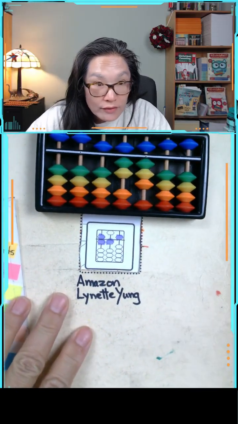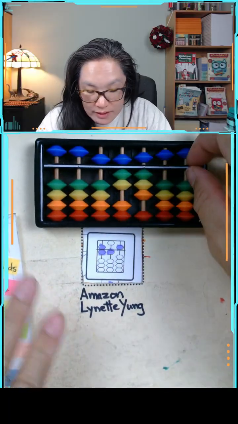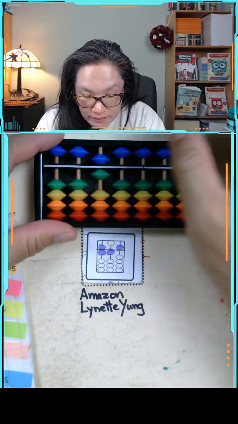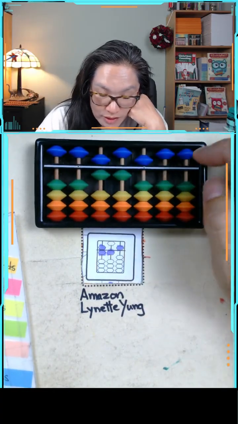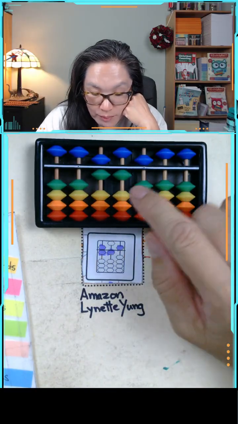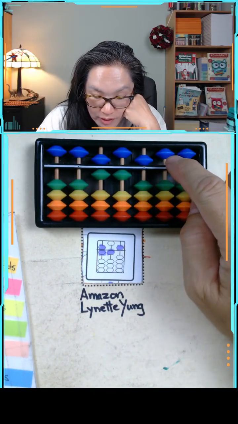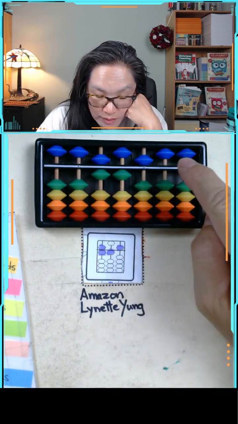So we have our next number. What number do we think this is? We have our hundreds, our tens, and our ones. The top bead is touching the horizontal bar. Anytime the beads are touching the horizontal bar, that's what's considered counted. So what number do we think that is?